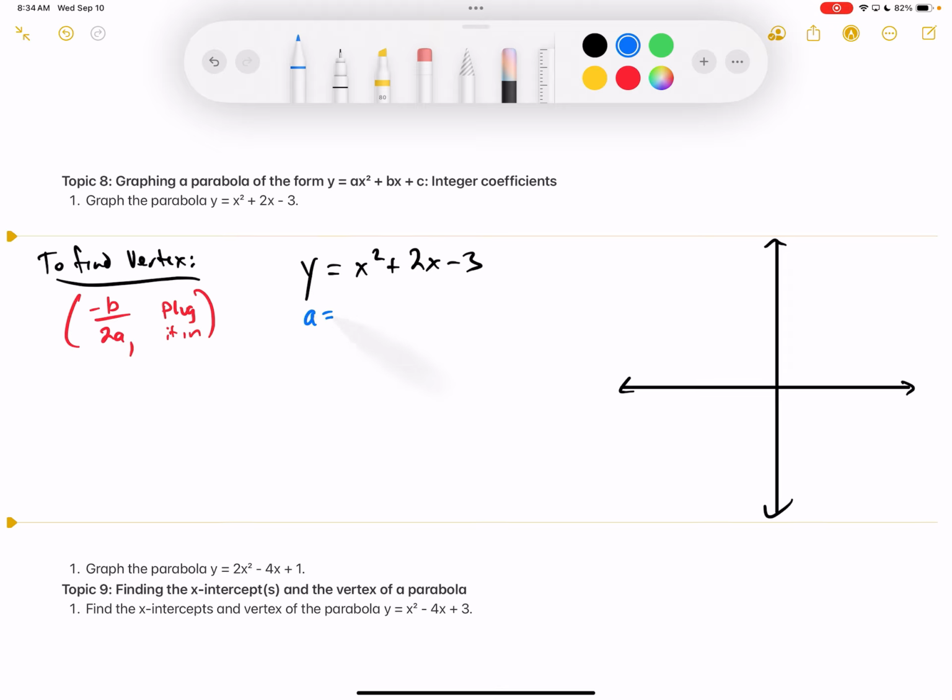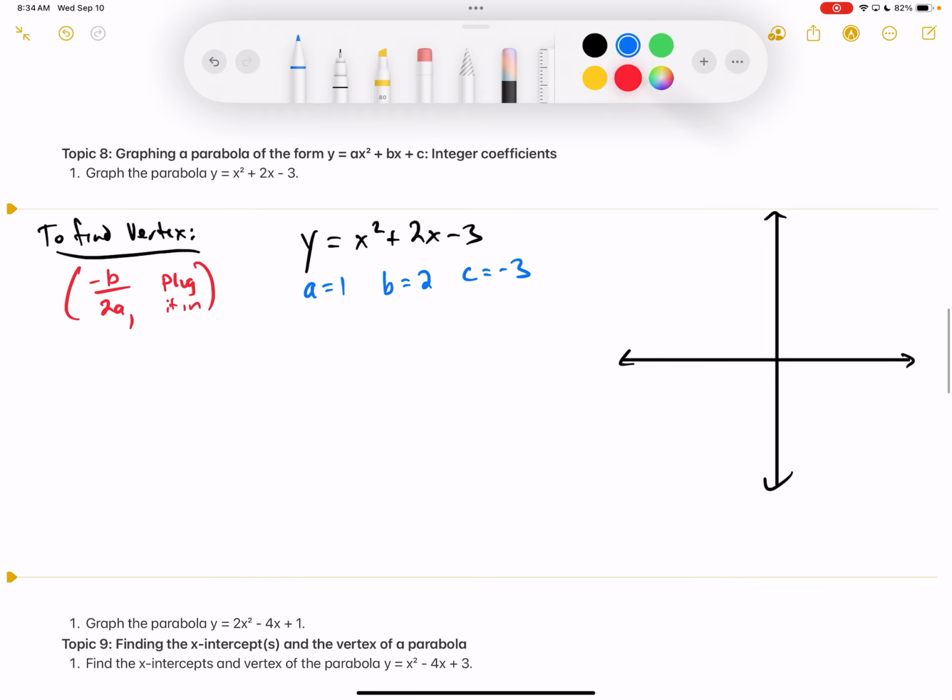So here my a is 1, my b is 2, and my c is negative 3. Before I go into the vertex, I hate to do this every time because you don't have to do all this on this problem. All you have to do is graph it, but it's just nice to know. So a is 1, so that means it opens up, because that's positive, which means it has a minimum.